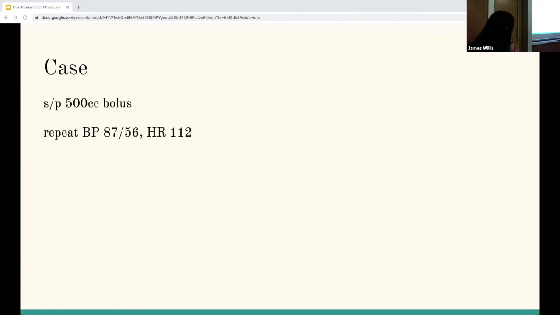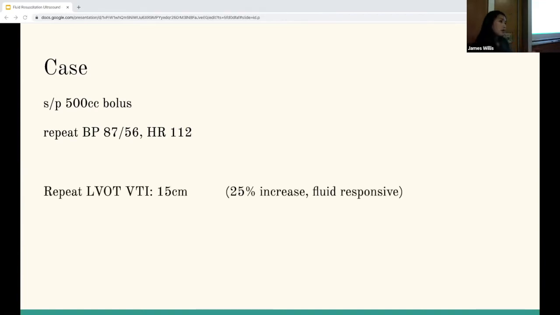Now this patient is after the 500 cc bolus. Her blood pressure is a little bit improved, still pretty low. Her heart rate's a little bit improved, still tachycardic. And then you repeat your LVOT VTI. It's 15. I did the math for you. 15 over 12, that's a 25% increase, which means, yay, she's fluid responsive. You're doing the right thing. She's on that left side of the Frank-Starling curve. She has a little bit more to go. So now I think most people would be like, all right, let's give another 500 cc bolus.